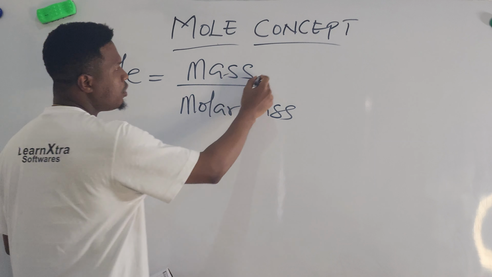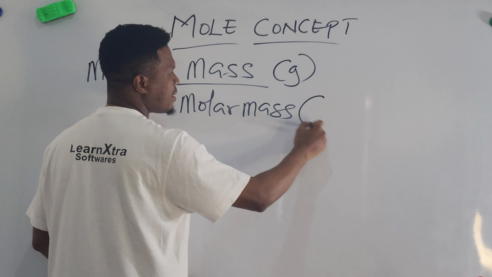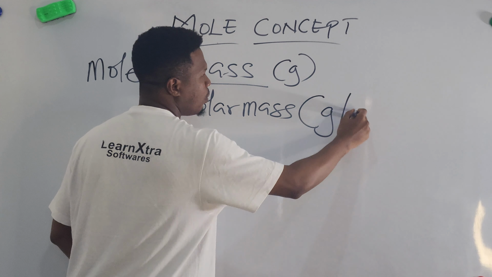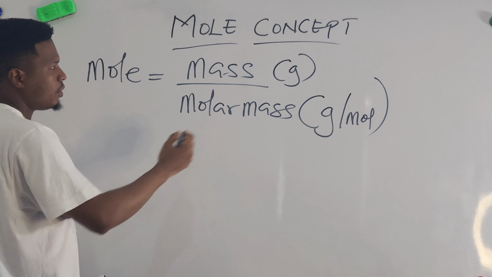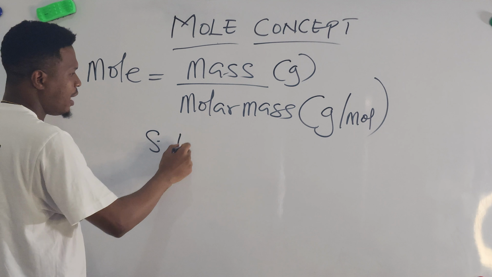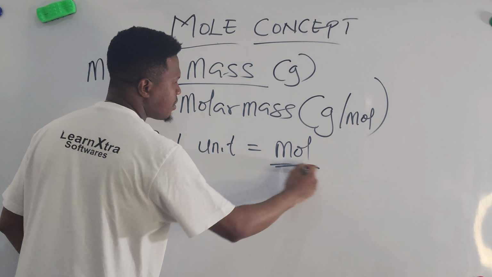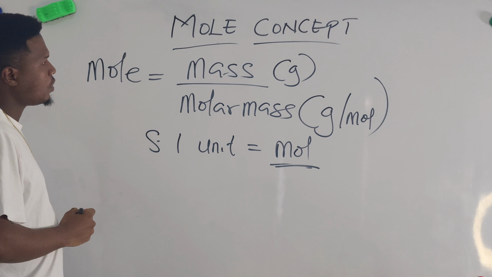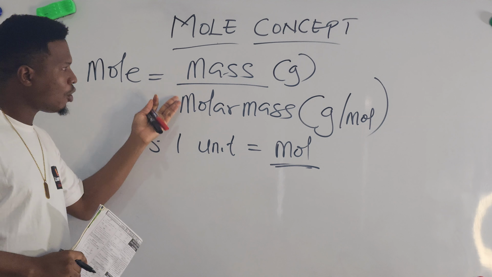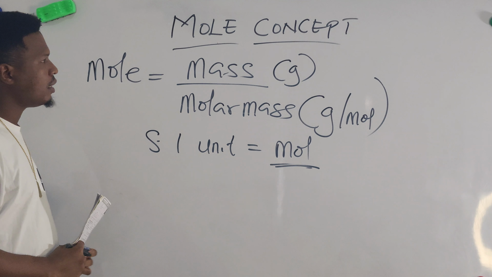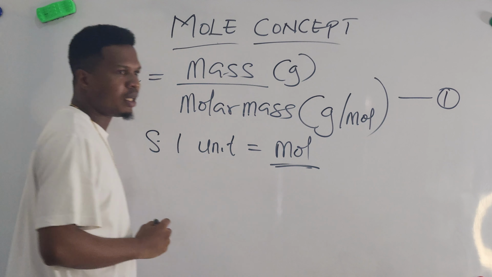Remember that the unit of mass is in grams, while the unit of molar mass is in gram per mole. So from this you can see that the SI unit of mole is also given as mole. So mole is given as the mass of a substance all over the molar mass. So this is equation 1. Take note of this equation, very important.